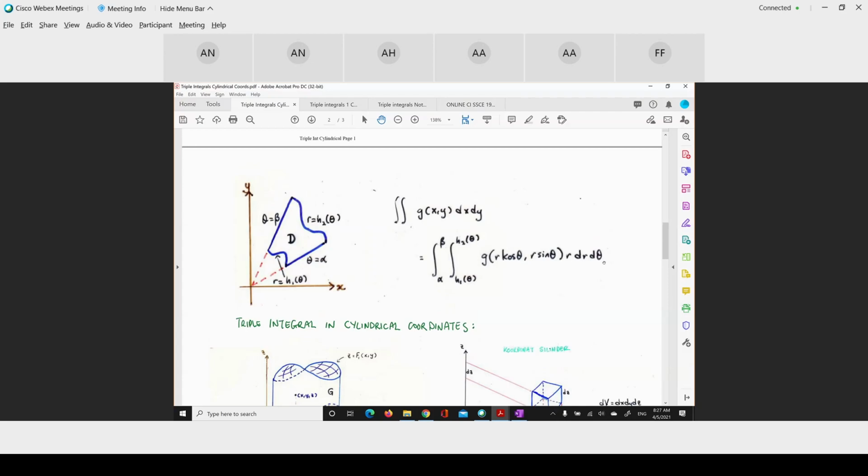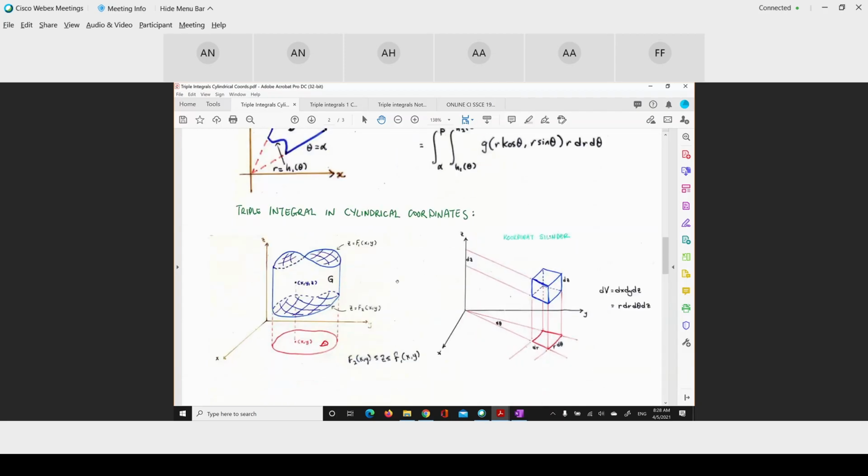So here in this diagram, r is bounded between two functions of theta, and theta is bounded by two angles, alpha and beta. So this is the double integral in polar coordinates.